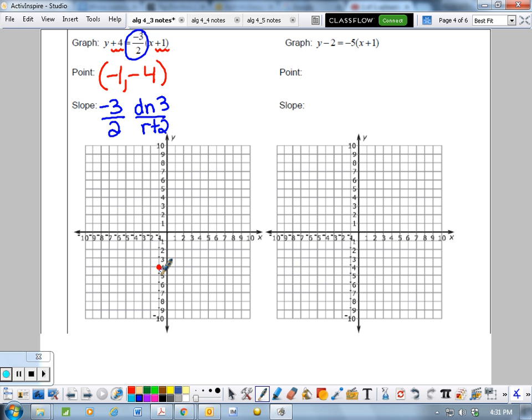So from here I go down 1, 2, 3, right 1, 2. Down 1, 2, 3, right 2. And then I can even work backwards. I can go up 3, left 2.